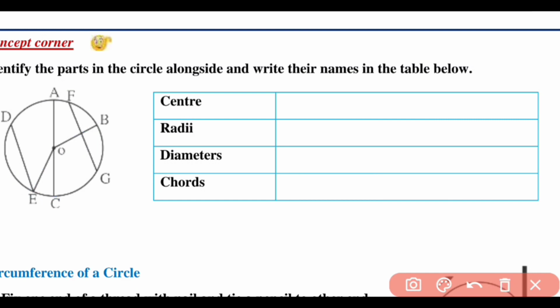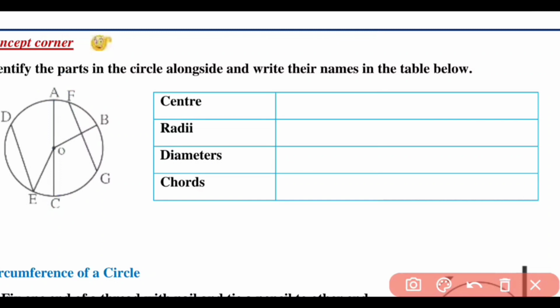Which are the diameters? Diameters are the chords or the segments which join two points on the circle and they pass through the center of the circle. Always keep this in mind. So only one diameter we can see in this diagram. Segment AC is the diameter which is passing through the center of the circle and which is joining these 2 points on the circle.